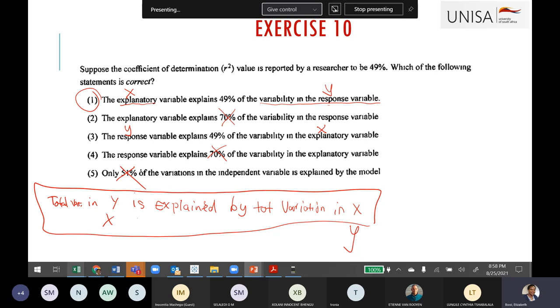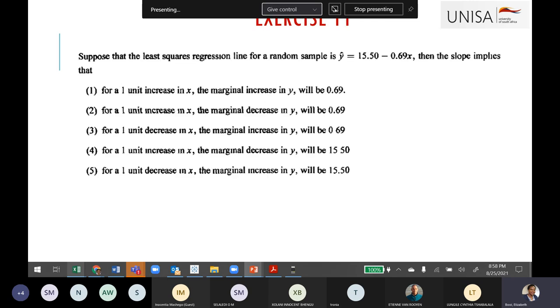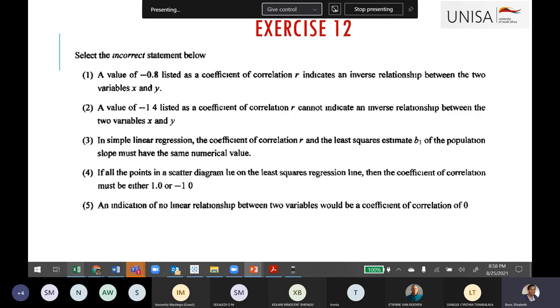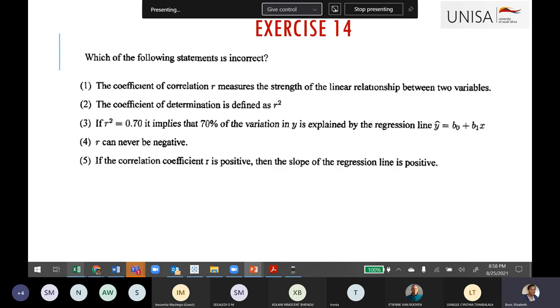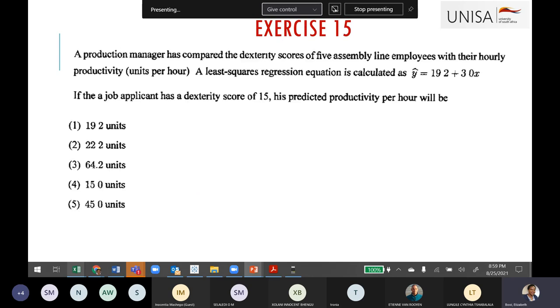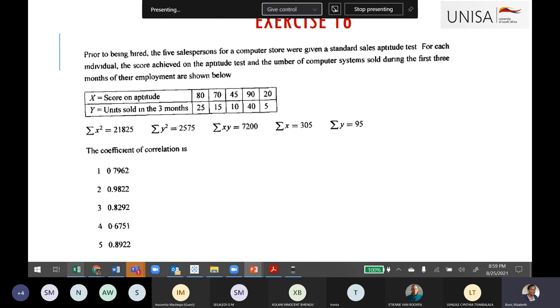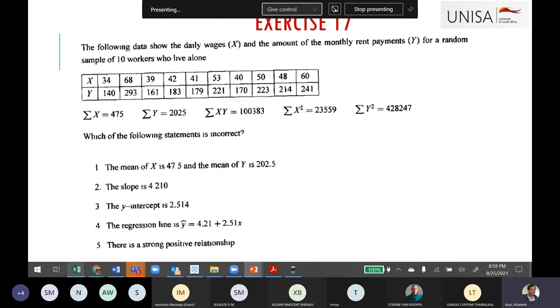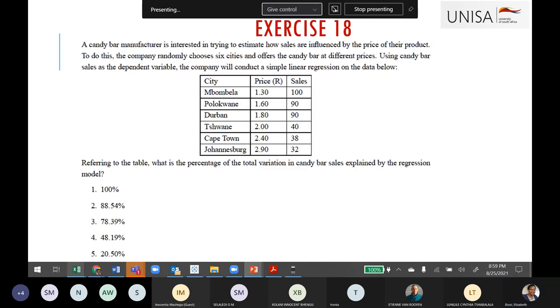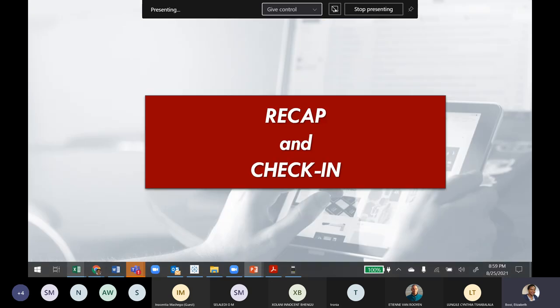So anyway, that concludes today's session. On Saturday, we can continue with other activities because there are more activities here, but you also have your own time to go through them. If you want to check your responses, you can post on the WhatsApp. There is 11, 12, 13, 14, 15, 16, 17, 18, 19, 20.